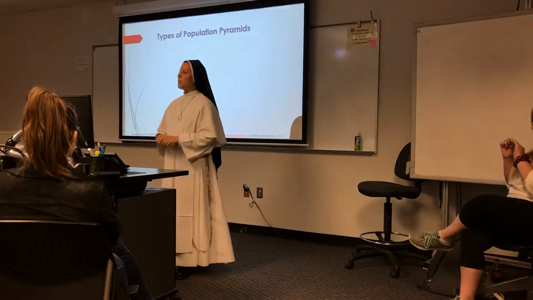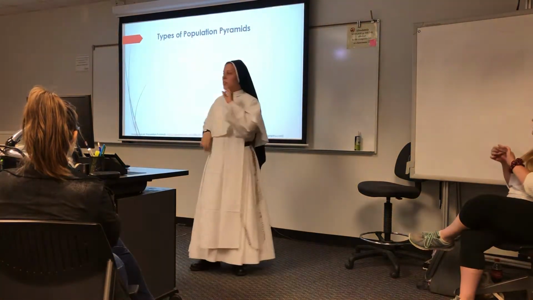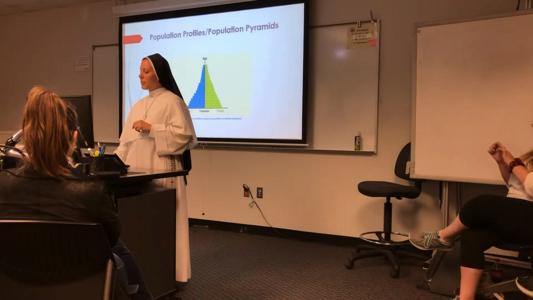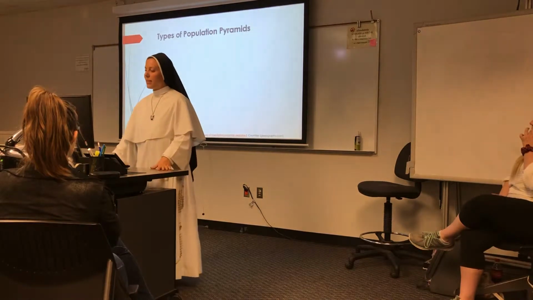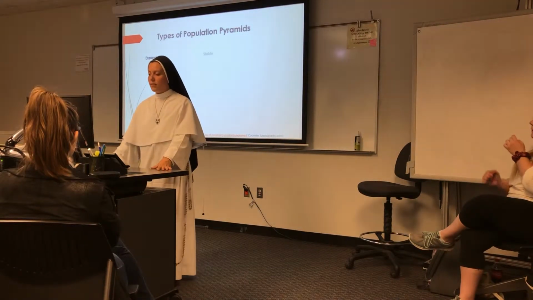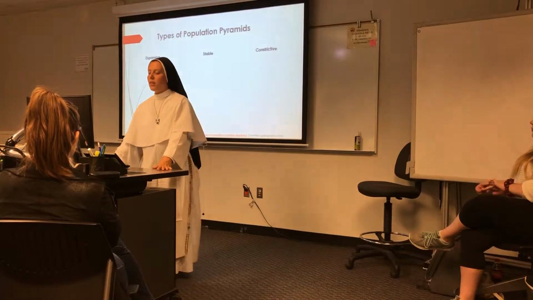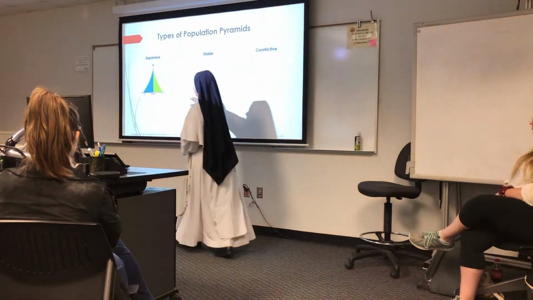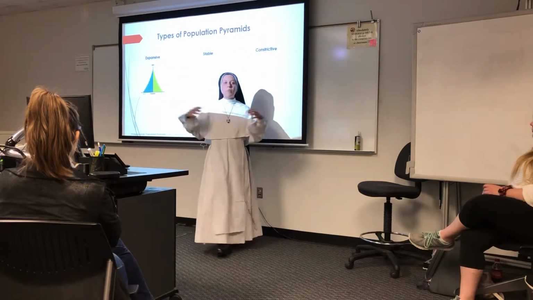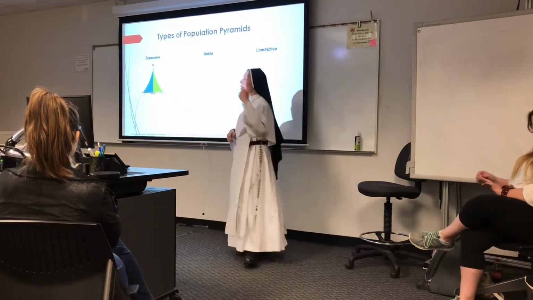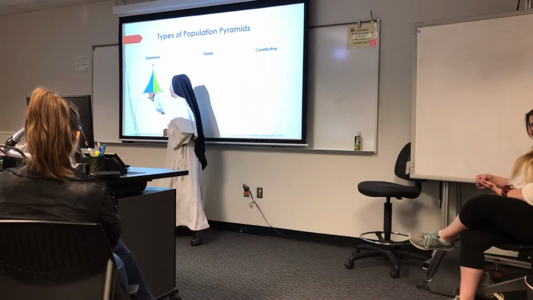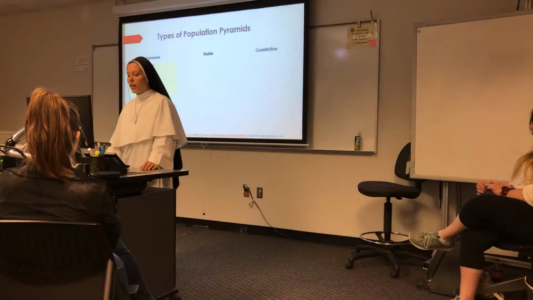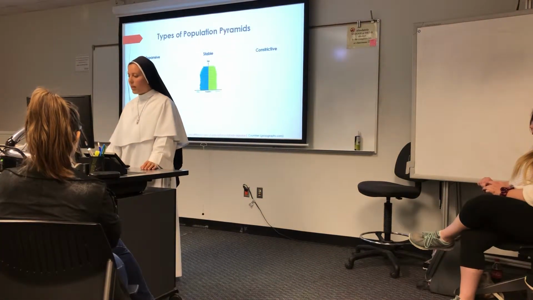So the types of population pyramids, there's really three types. Okay, the first type would be, oh no, I'm doing it backwards. The types would be expansive, stable, and constrictive. So expansive would be it's growing. If you look at this population pyramid, in order for a population to grow, it has to have more people coming in than leaving. So more being born than dying. If you look in here, it's definitely wider at the bottom than the top. An example of that would be Africa or Latin America.